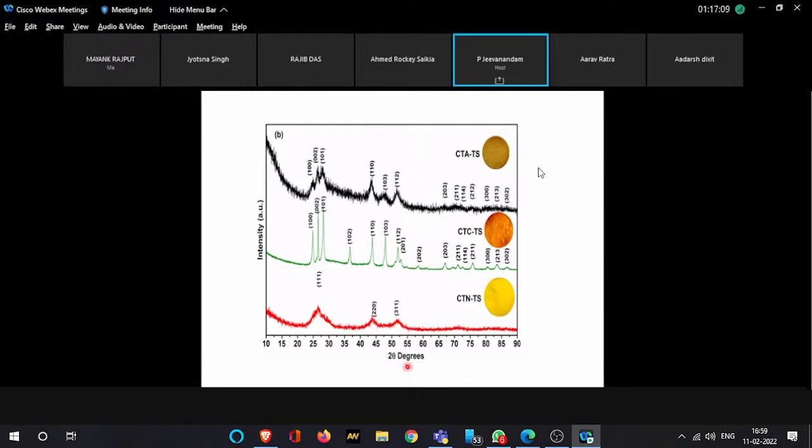What is in the x-axis? It is 2 theta, where theta is the angle of diffraction actually. And in the y-axis you have intensity. And here I have told you that it is written A.U. just to indicate arbitrary unit.